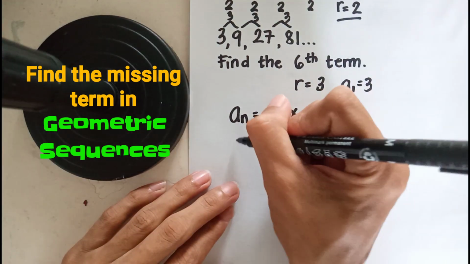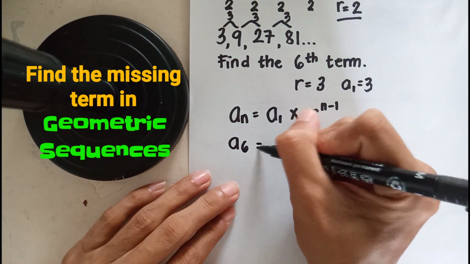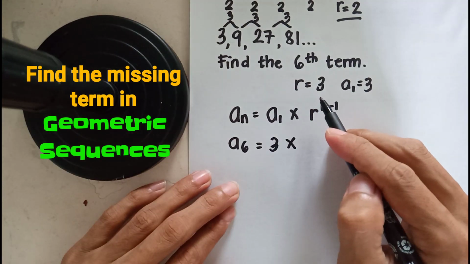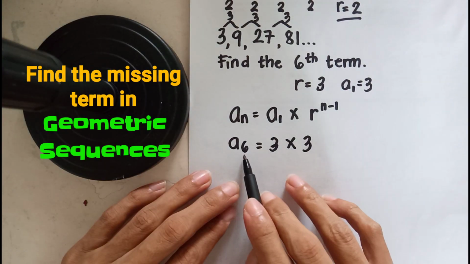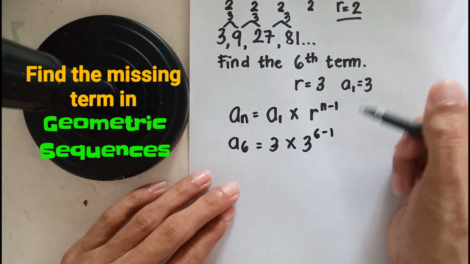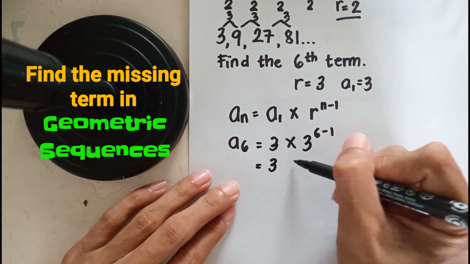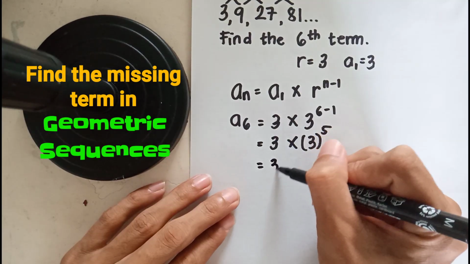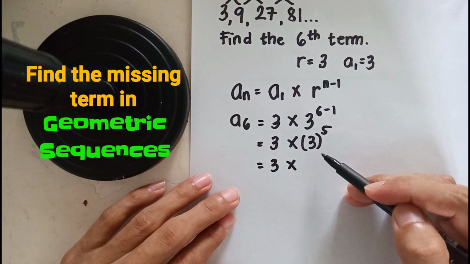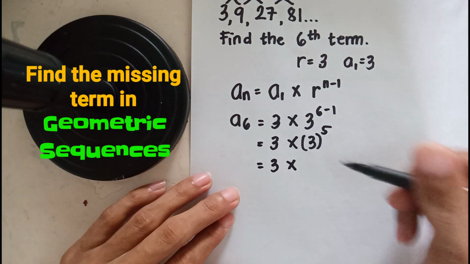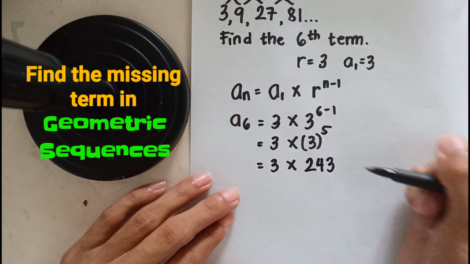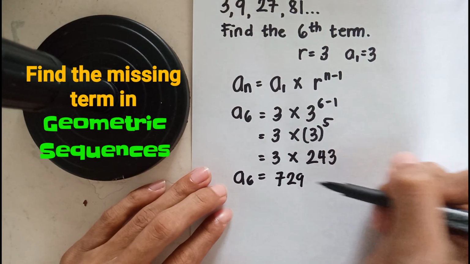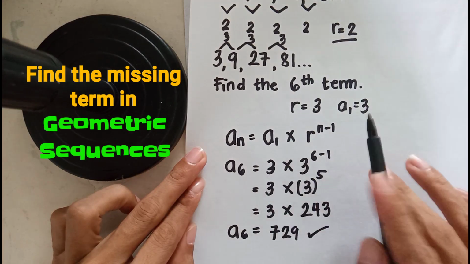Since we're looking for the sixth term, we write a sub 6 is equal to, our a sub 1 is the first term. a sub 1 is 3, multiplied by our common ratio, 3, raised to 6, the term number, minus 1. Let's rewrite. 3 times 3 raised to 6 minus 1, which is 5. 3 multiplied by itself 5 times is equal to 243. Let's multiply 3 times 243. Our final answer is 729. So our sixth term is 729.